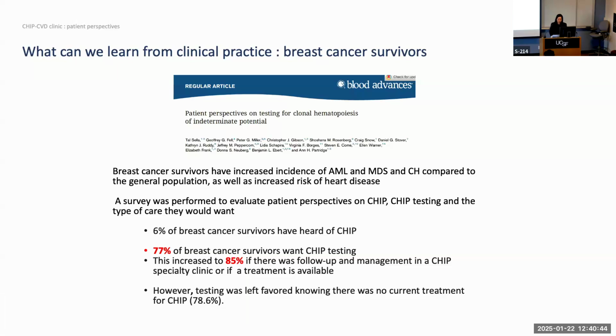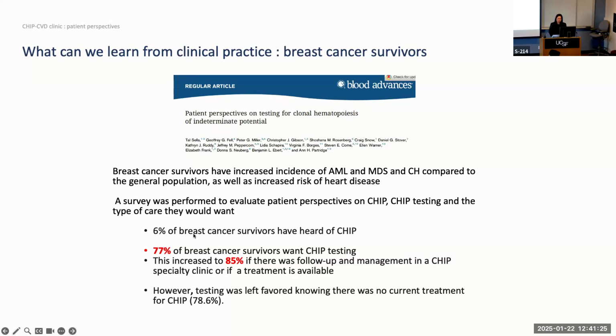When they were given this information, of these same breast cancer survivors who had no idea what CHIP was, 77% of them wanted CHIP testing. And that actually increased to 85% if they were also offered CHIP testing with follow-up and management in a CHIP specialty clinic, or if they were offered potential treatments. What is not interesting, or actually it's still interesting but not favorable, is that if they were not offered any treatments, if they were told there are currently no treatments available for CHIP-specific cardiovascular-related risk, they felt like they didn't want to have CHIP testing. So that fell to about 78% again.